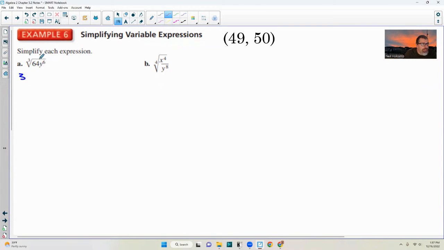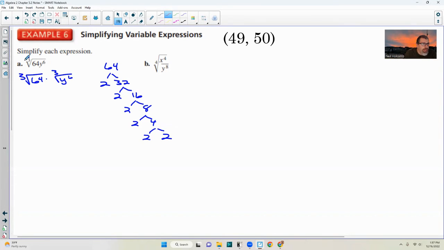So if I break this up into 2 pieces, I can say the cube root of 64 times the cube root of y to the 6. Okay, I broke it up, and then I'm going to take this 64, and I'm going to divide it by 2. Half of 64 is 32. Half of 32 is 16. Half of 16 is 8. Half of 8 is 4. And half of 4 is 2.